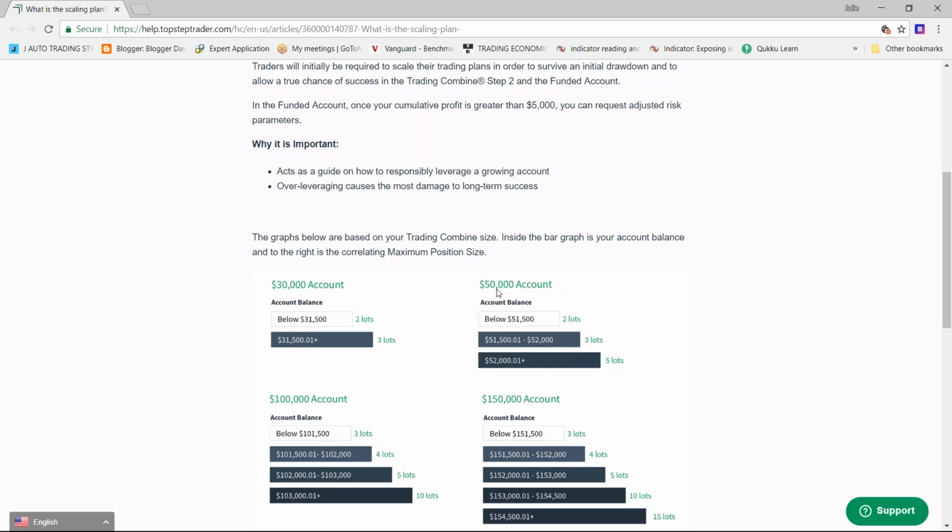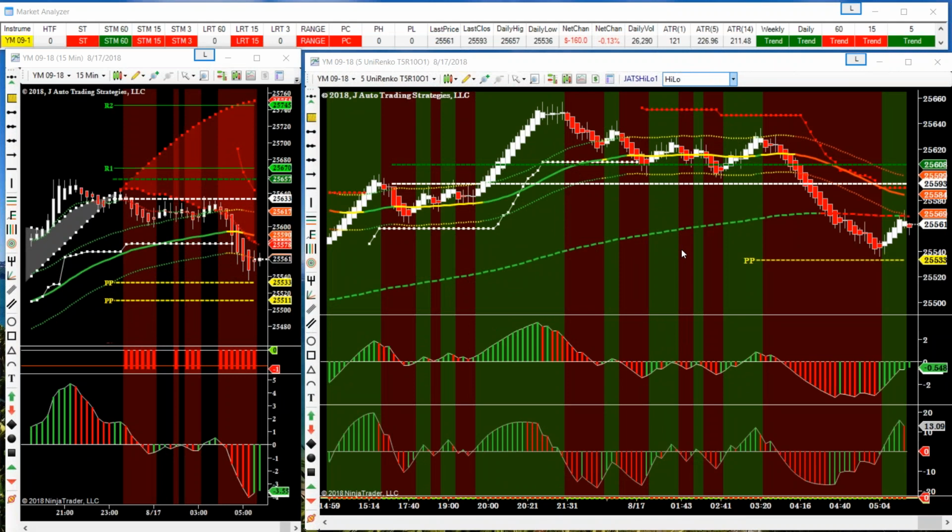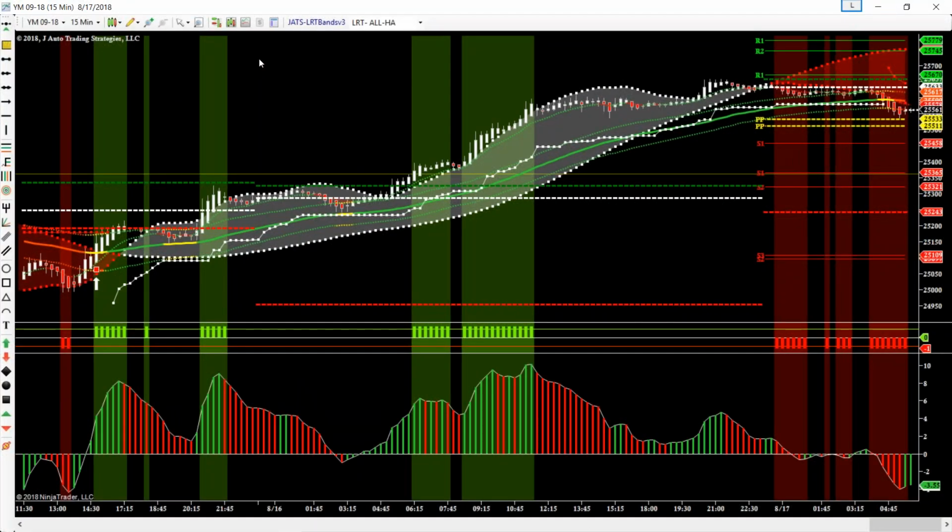If you're doing a 50,000 account, you can't go higher than 2 lots until you reach above 51,500, then you can go to 3 lots, and then above 52,000 you can put 5 lots on. So we might as well get used to trading with 2 lots to get to our combine goal. And if you break it down like this on the first, you need a plan.